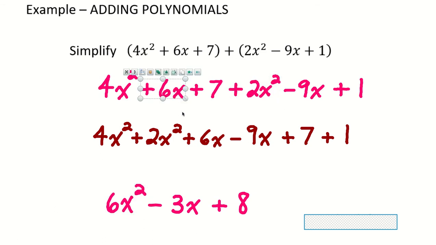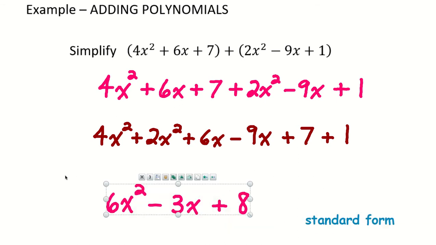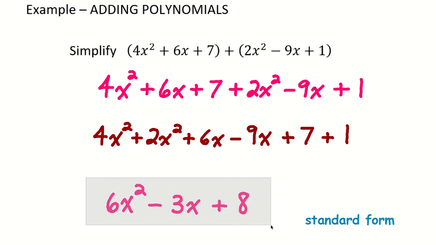Again, positive 6x and negative 9x. That's negative 3x. Okay? Think about it. And then 7 and 1 make 8. And yes, this is in standard form, which is probably the way you want to go with your final answers. As a general rule, you want them to be in standard form, okay?